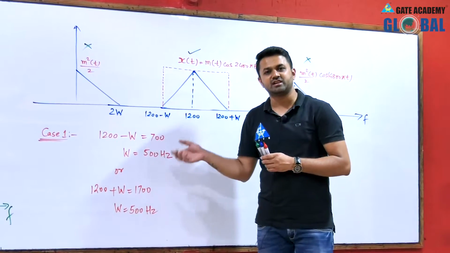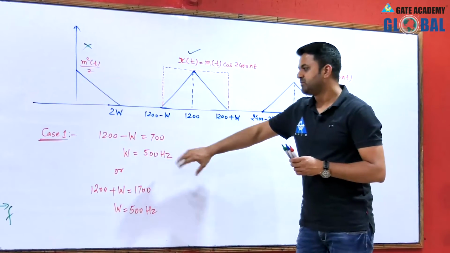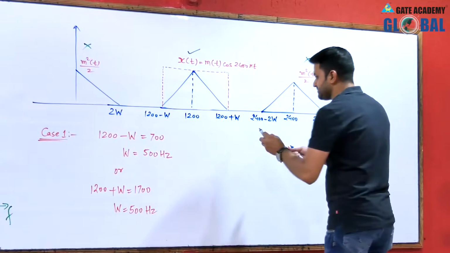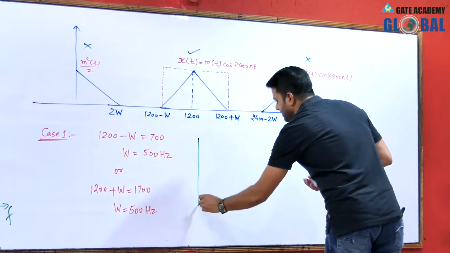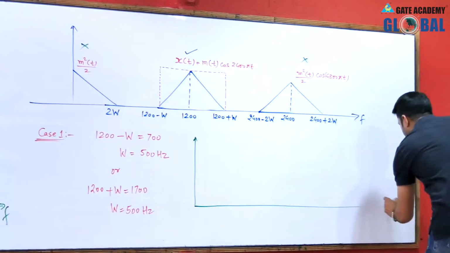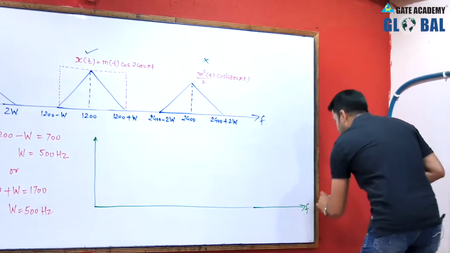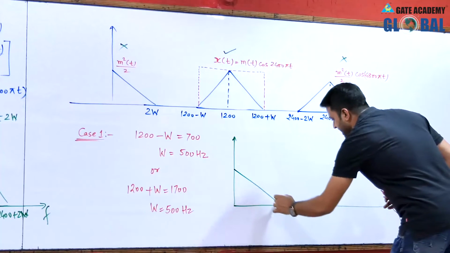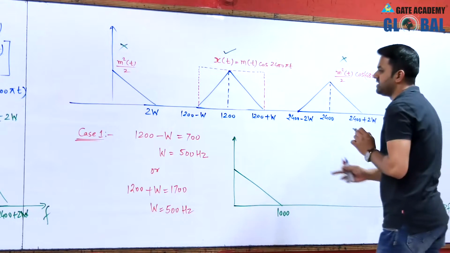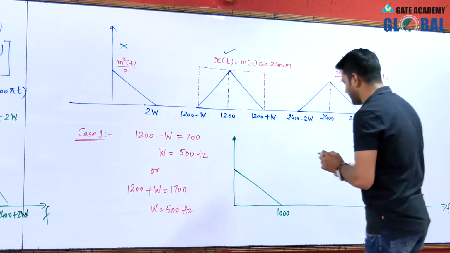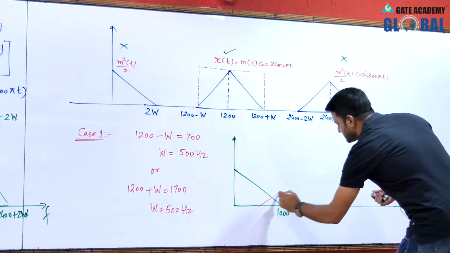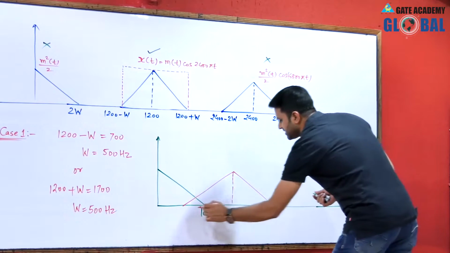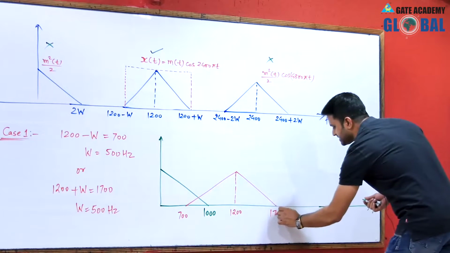So here I am getting W equal to 500, and if I put this value of W in this particular spectrum, then let's see what I get. Now if I put 500 here, 500 into 2 is 1000, so it is extending up to 1000. If I put 500 here, 1200 minus 500 is 700, so this is 700, this is your 1200, and this is 1700.